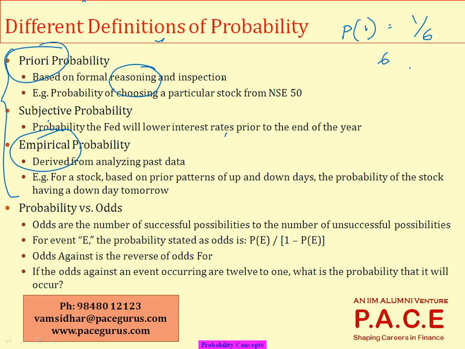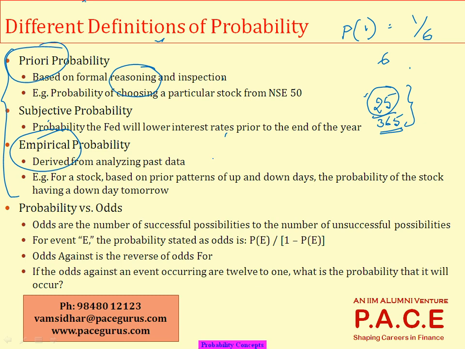So here I may observe the past data. In the last year, out of 365 days, suppose I have collected data saying on 25 days there was rain. The probability of raining on any particular day is 25 by 365, because the total number of possible days is 365 and the favorable days are 25. If I derive the probability from this kind of perspective, we call it empirical probability.